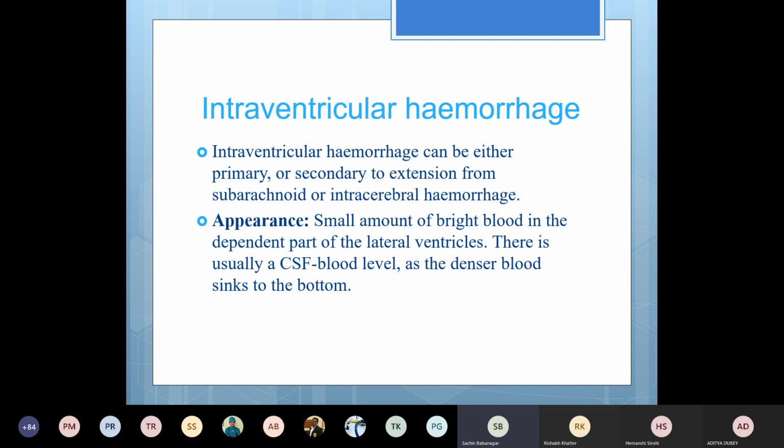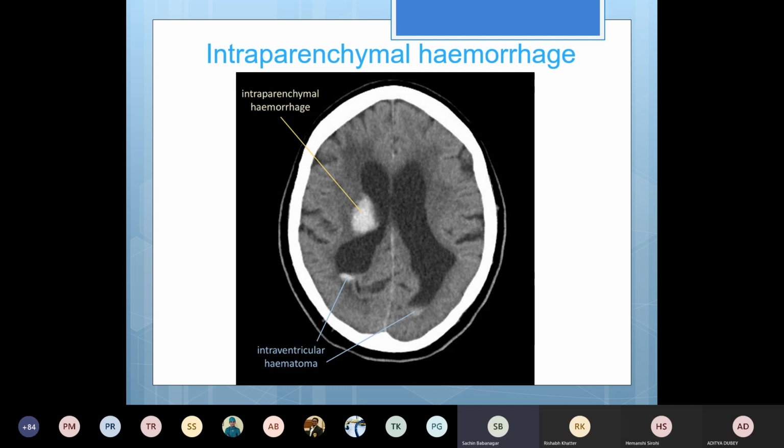So a small amount of bright blood inside the dependent part of the lateral ventricles. As you can see here, the posterior horn or the posteriormost aspect of the lateral horns, you will see blood. This is the intraparenchymal hemorrhage just adjacent to the ventricle. So it is the corona radiata, that region.